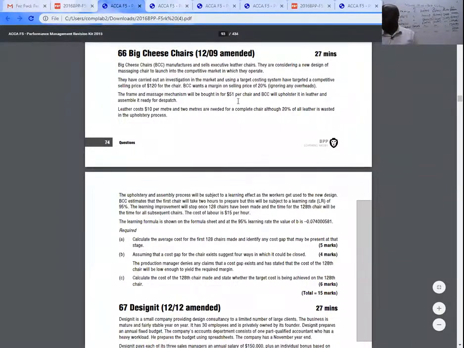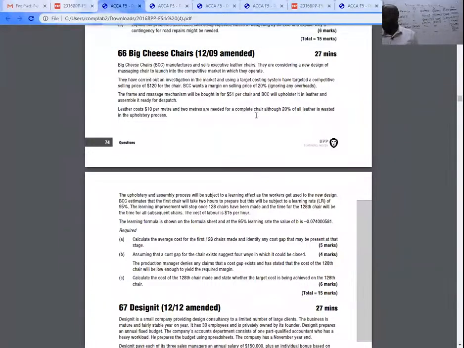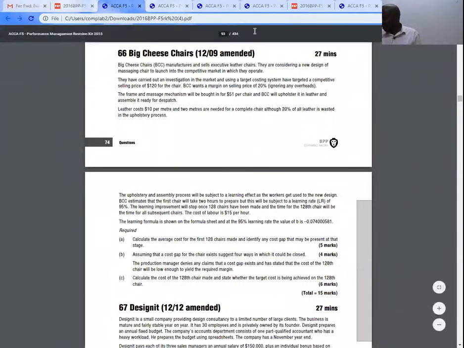Now, ladies and gentlemen, this is a very simple question. It's a question that will not take more than 5 minutes to do. Simplest of them all. The only technical thing that I'm supposed to handle here is labor. The moment I handle labor cost, I will be at home. Labor cost is the only one that is normally affected by learning curves.